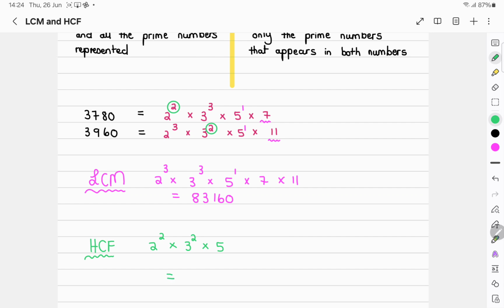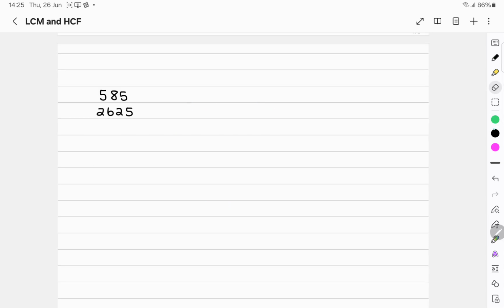Okay, now we're going to punch that into our calculator. 2 to the power 2 times 3 to the power 2 times 5. And so the highest common factor between the 2 is 180. Let's do one more example.